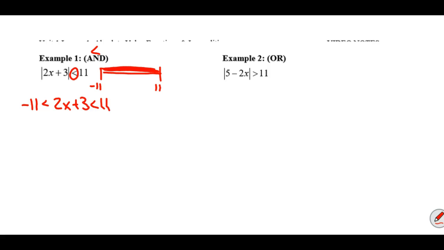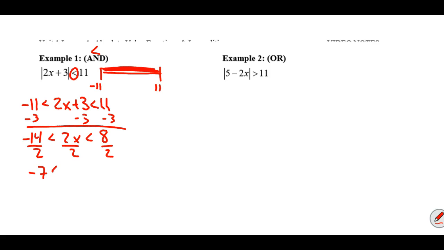And then you can solve all this at once, right? We'll just subtract 3 from all 3 sections. So -14 is less than 2x, which is less than 8. And then divide everything by 2. And we get -7 is less than x, which is less than 4.